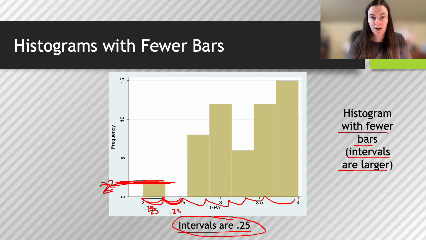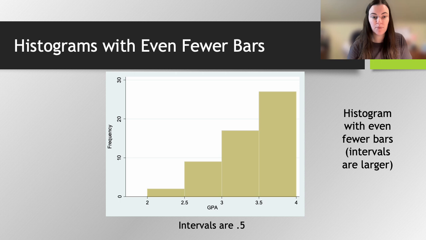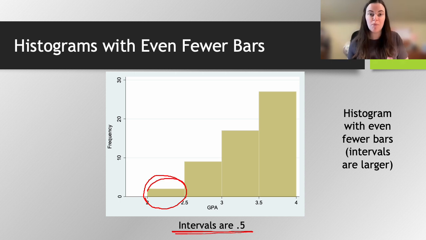Let's see what happens if I increase my interval size to 0.5. Again, I see even fewer bars because now I'm collapsing more of my observations into just one category. This is a decision we can make as both social scientists and criminologists of how we want to display this data to our reader.